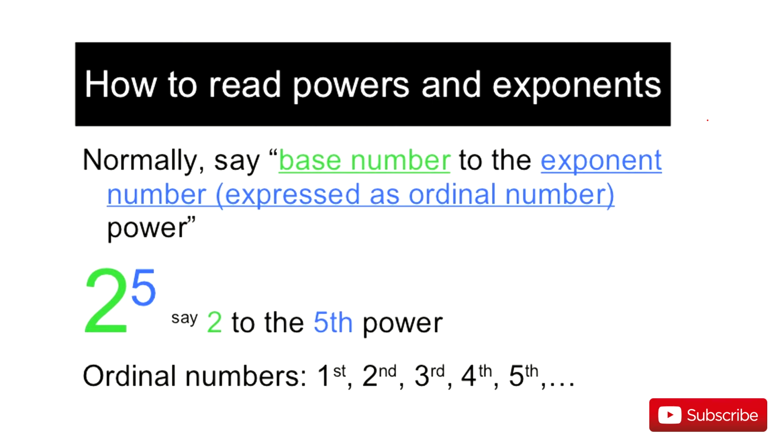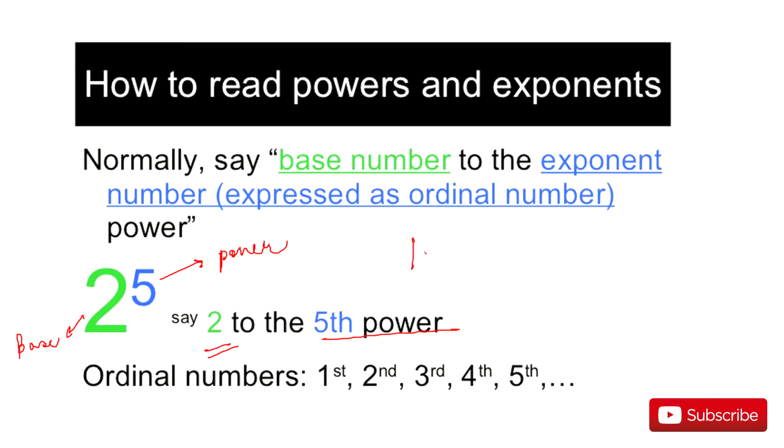How to read powers and exponents? Normally, a base number to the exponent power is expressed as an ordinal number. For example, 2 to the power 5. Here this is the power and 2 is the base. So we say 2 to the 5th power, right? 2 to the 5th power.